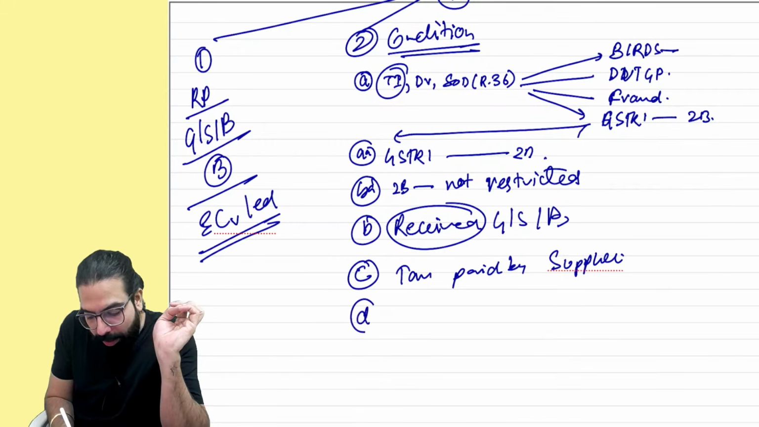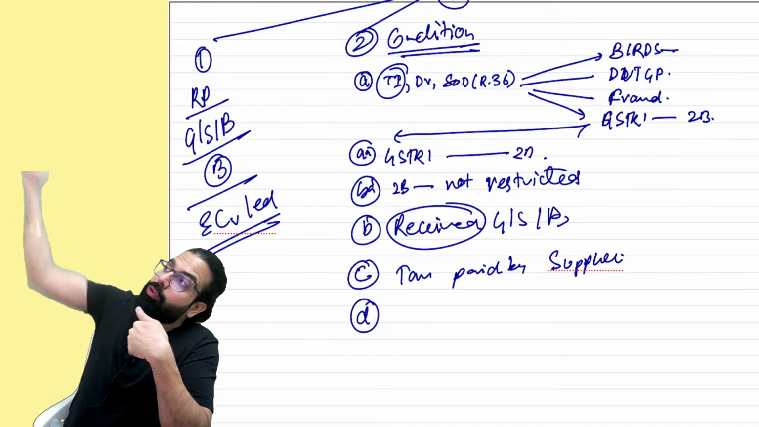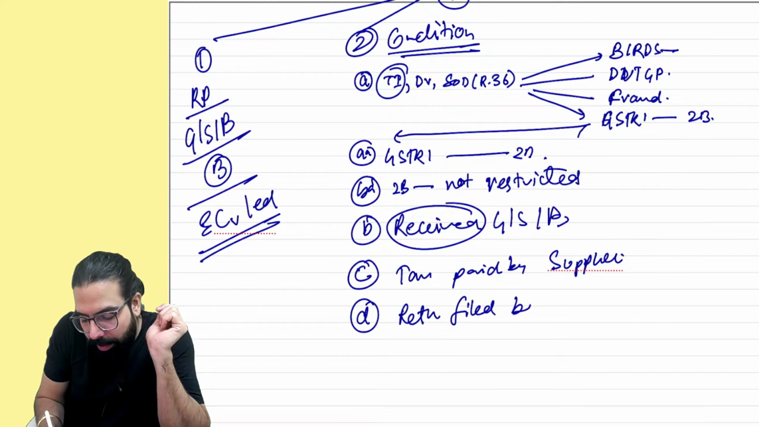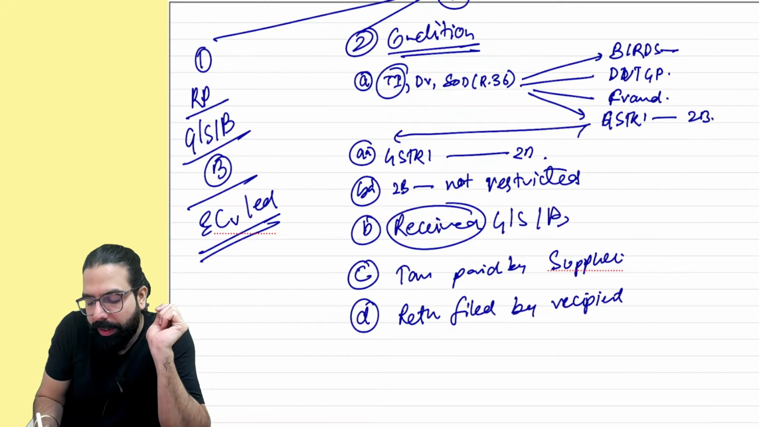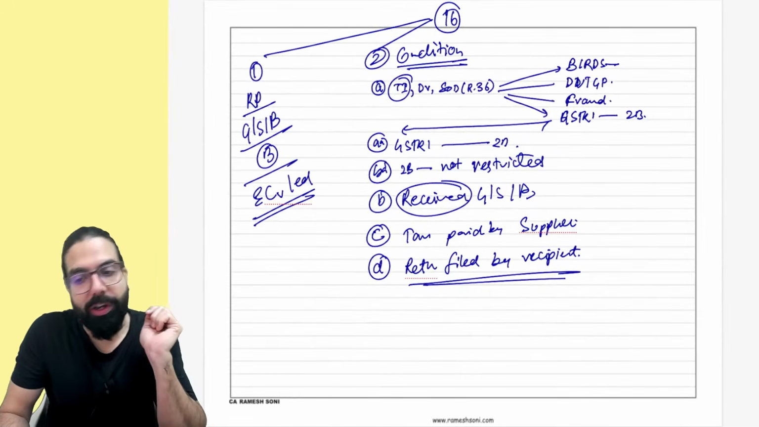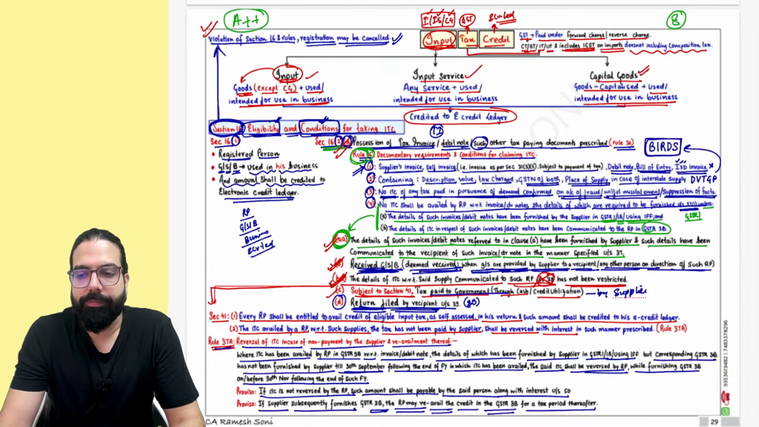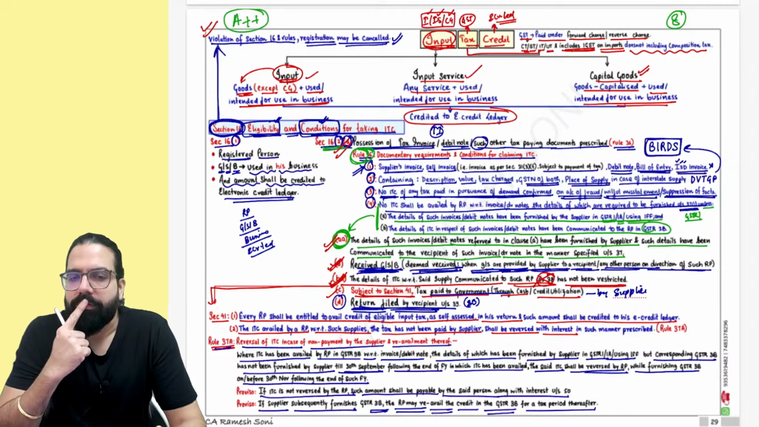Number D over here, he paid the tax. I want the credit. No, so I should also file my GSTR 3B. Return filed by recipient. Only then can the recipient go ahead and take the credit. Please tell me everyone, are we all clear till here? Are we all clear till here, everyone? Yes, sir.